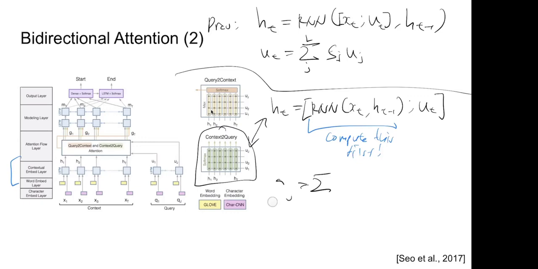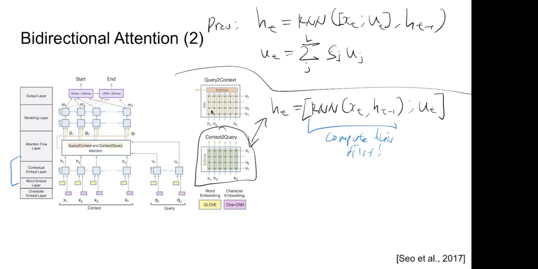Yeah, so the point here is that you want to obtain a single vector at each context time step, but that vector is basically the summarization of the context from the question side. How we formulate this is a bit complicated. But the point is, we want to compute the attention from query to context.